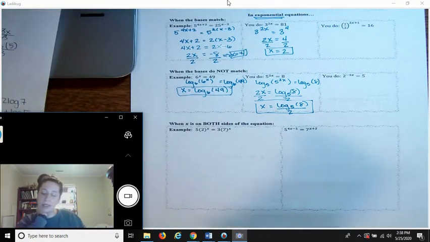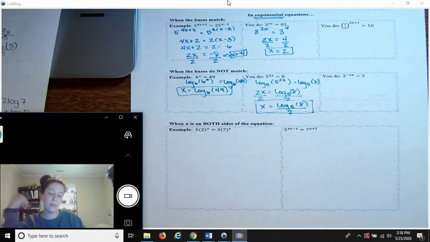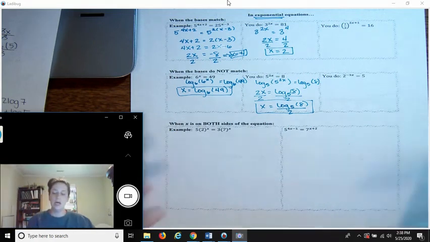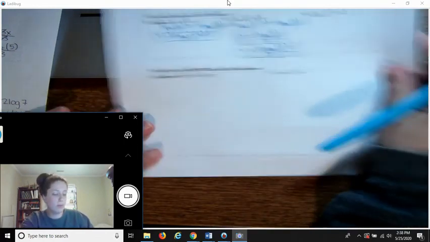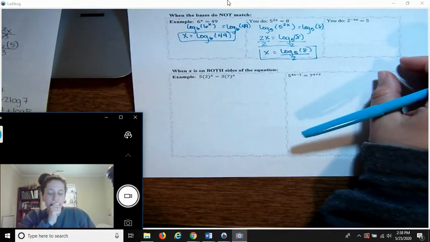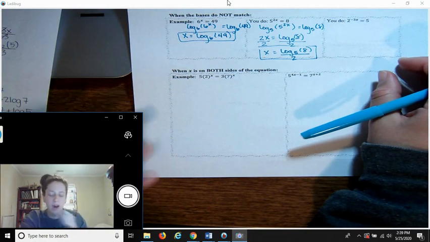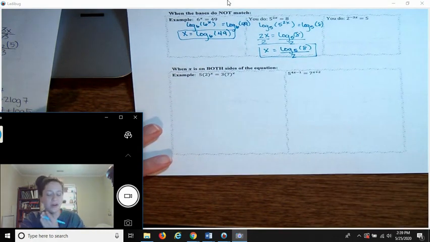Okay, so at the bottom we have examples where x is on both sides of the equation. So what we're going to do here is rewrite these in terms of logarithm.